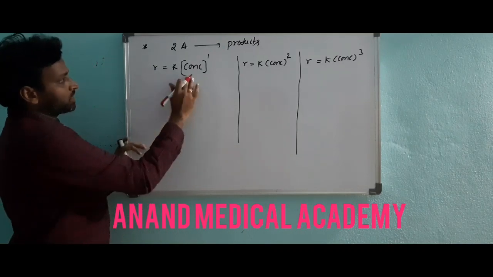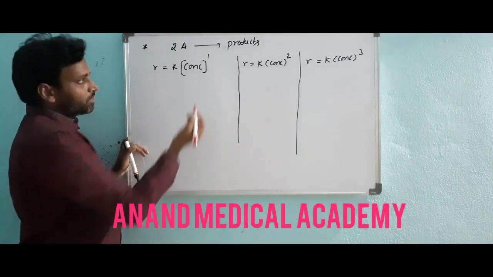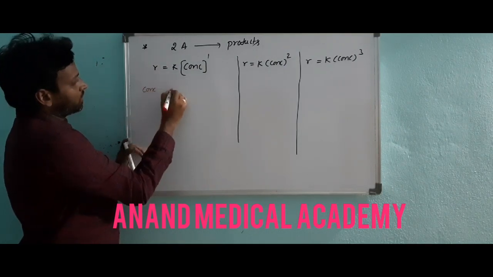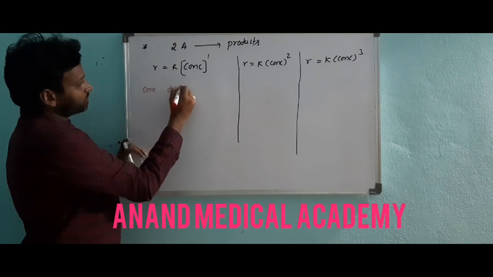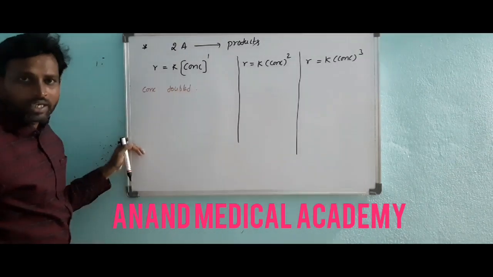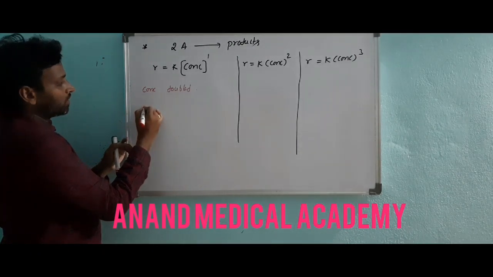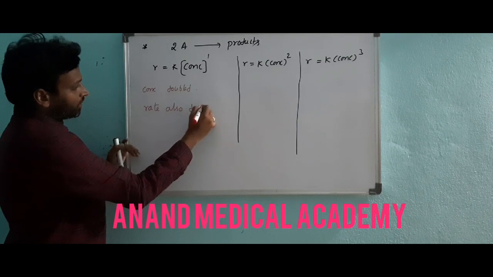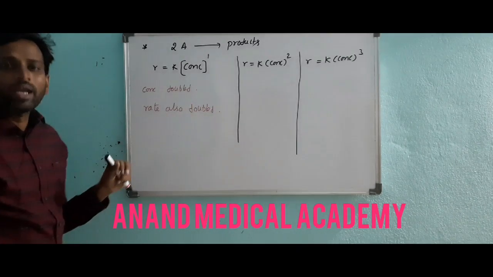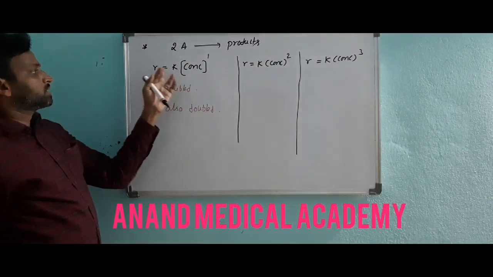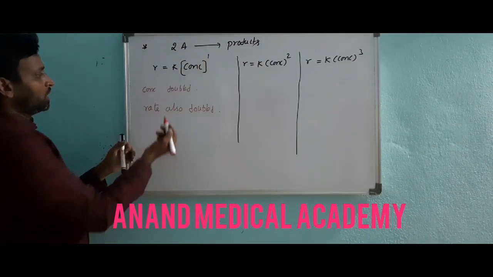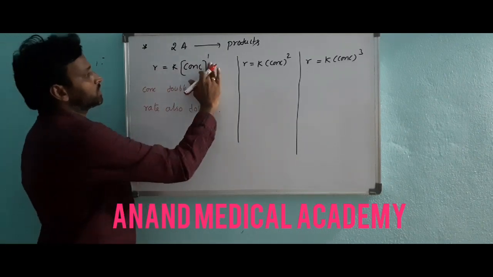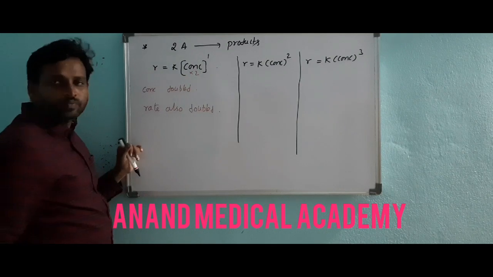Here, what happens if concentration doubles? Rate will double itself, because you have power 1 only. So if concentration is doubled here, then the rate is also doubled. Why? Because R is equal to K into concentration power 1. Suppose concentration is doubled, multiply with 2. So here you will get 2 only, because concentration is multiplied by 2.